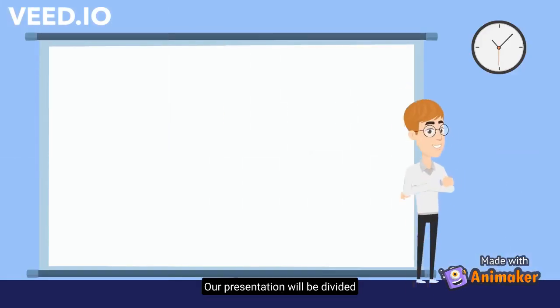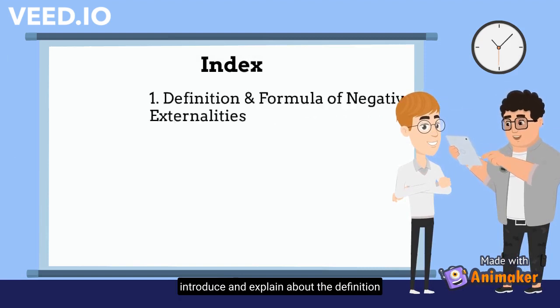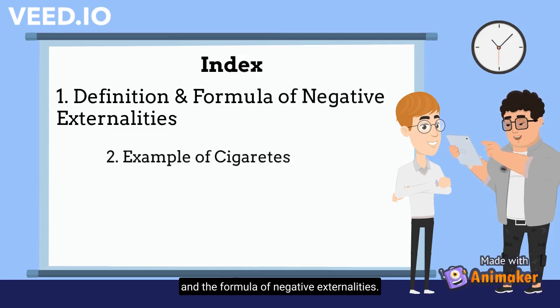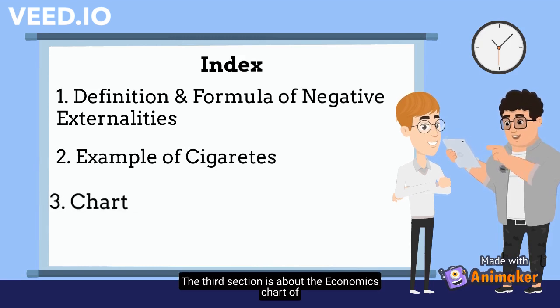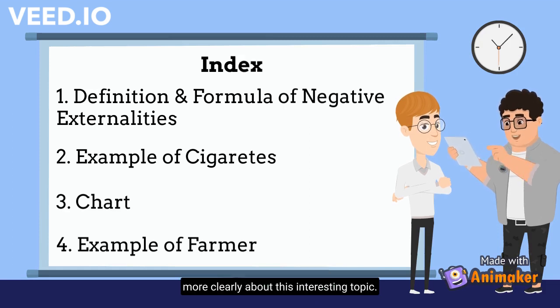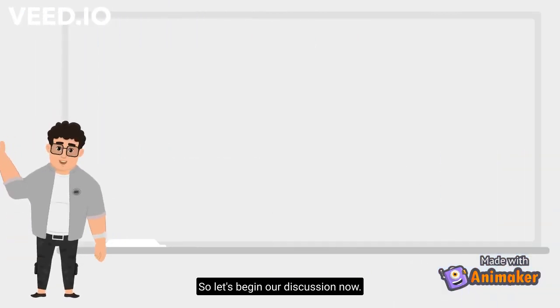Our presentation will be divided into 4 main sections. In the first section, we will introduce and explain the definition and the formula of negative externalities. The second section, we will talk about an example about the cigarette case. The third section is about the economics chart of negative externalities, and the final part will offer an example about farmers, in order to help you understand more clearly about this interesting topic. So let's begin our discussion now.